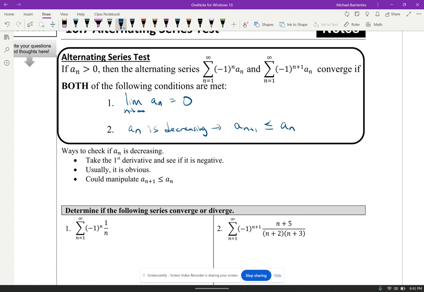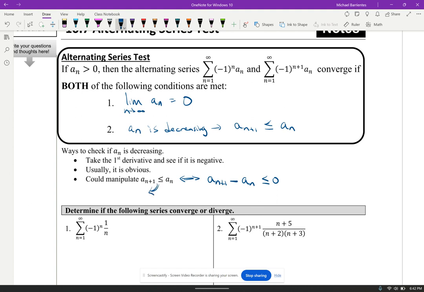But the third way is we could manipulate this expression, right? This expression just says for any n value, so let's say n is 3, a sub 3 plus 1, that would be a sub 4, is less than or equal to a sub 3. The next term is smaller than the previous term, right? That's what that's saying. So what could we do? Well, we could subtract a sub n from both sides, and this is equivalent to saying a sub n plus 1 minus a sub n is less than or equal to 0. So if I can show this, that would work.